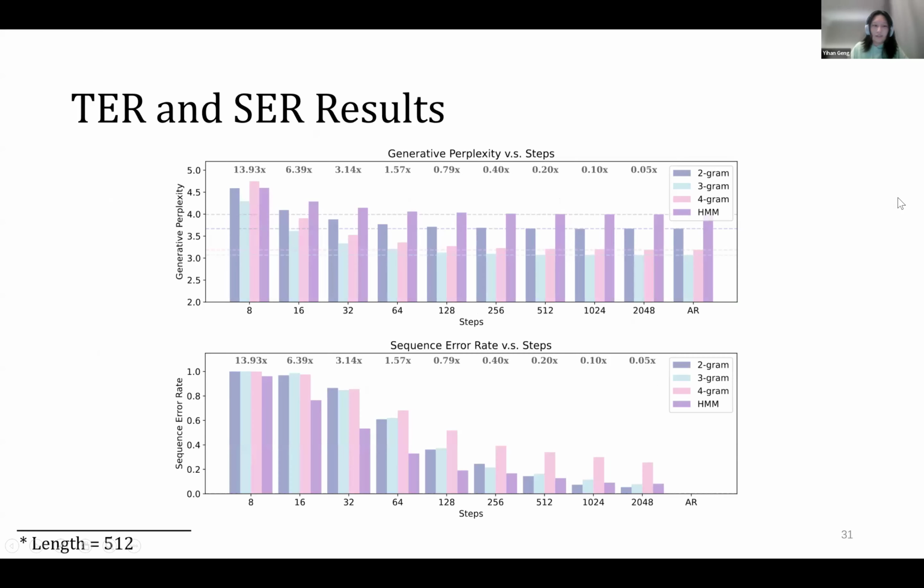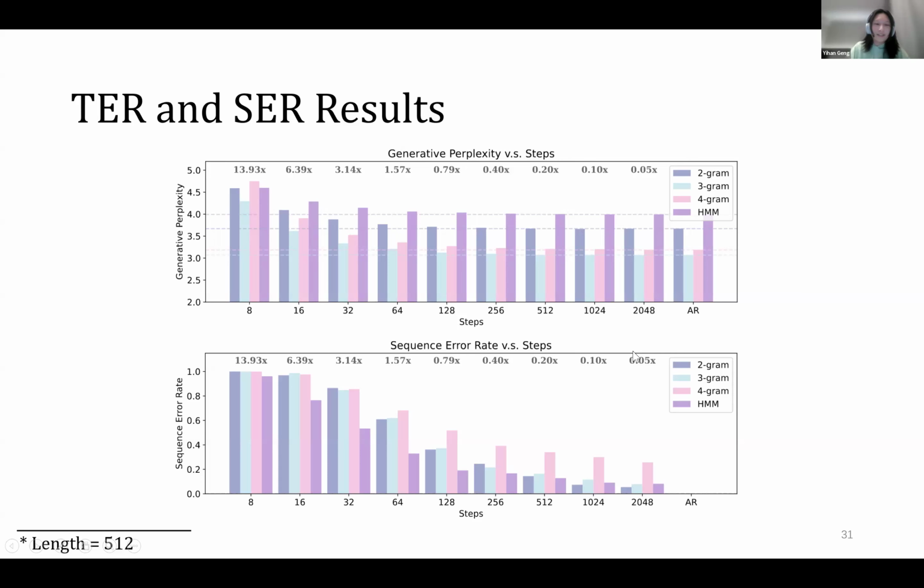So this is the first of our experiments. This figure shows the TER and SER of generated samples of length 512 across different formal languages with the number of sampling steps varying. Here TER is measured by generative perplexity, and SER is evaluated by the models, since we have some incorrect sequences. The x-axis in the figure represents the number of sampling steps, ranging from 8 to 2048, and the y-axis measures the generative perplexity and sequence error rate respectively. The performance of the autoregressive model is marked as a reference point at the end for comparison, and the relative speed up is noted at the top of the figure.